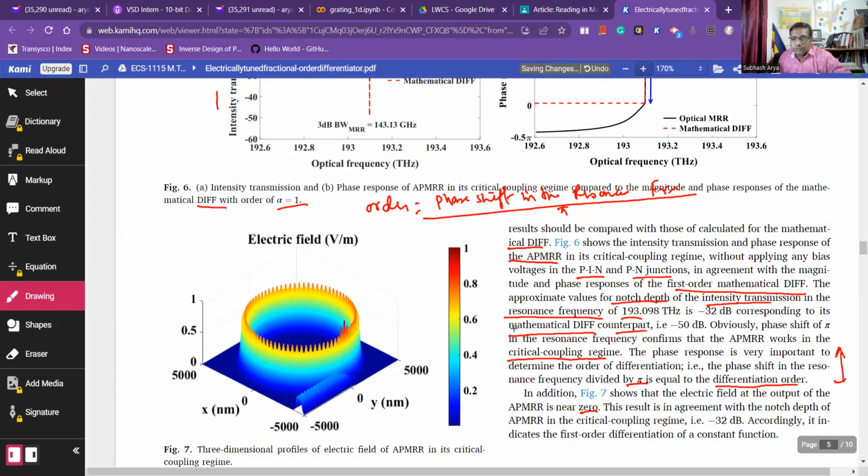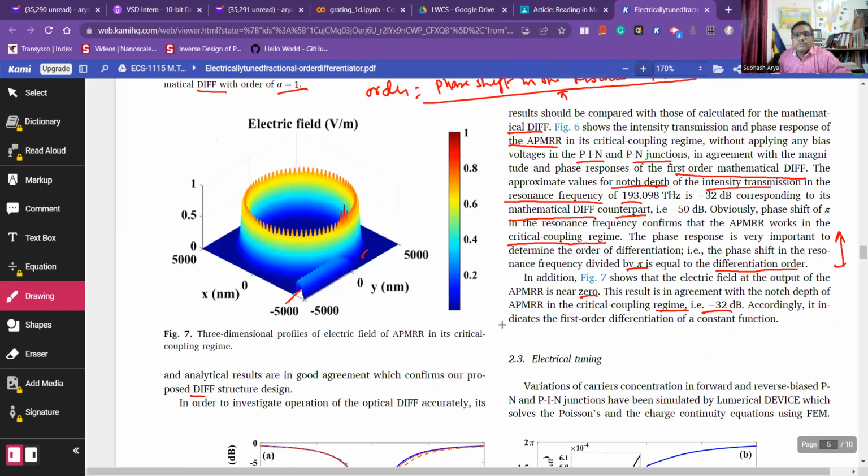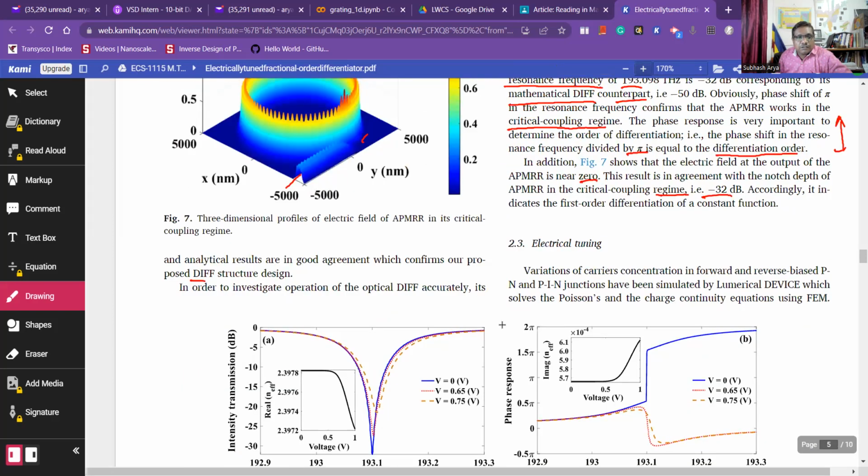This one, the electric field at the output is 0. This is the input here, and this is the output. This result is in agreement with the notch depth of the APMRR in the critical coupling region. In critical coupling, when light goes, it just goes round and no output is coming. That is minus 32 dB. Accordingly, it indicates the first order differentiator of a constant function. First order. And the analytical results are in good agreement, which confirms our proposed differentiator design.